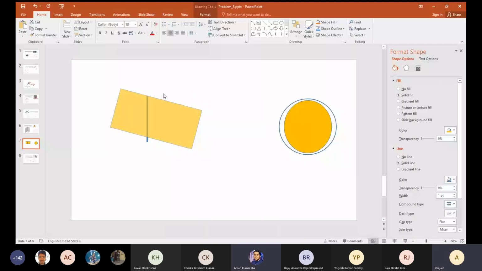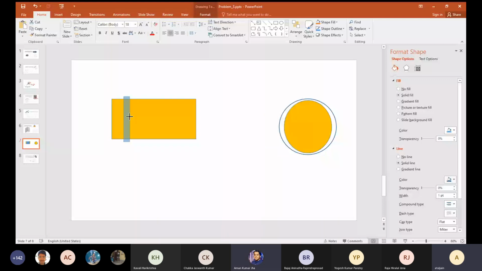Can I rotate it like this? Yes, sir. If my ring is very thick, is this allowed? No, sir. If it is infinitesimally small, then rotation is allowed. Otherwise, rotation is not allowed.